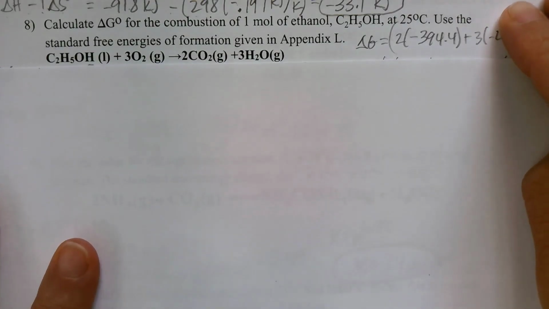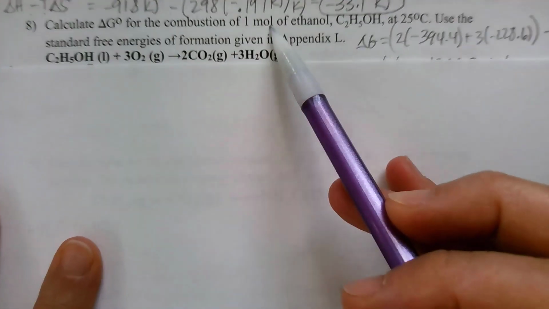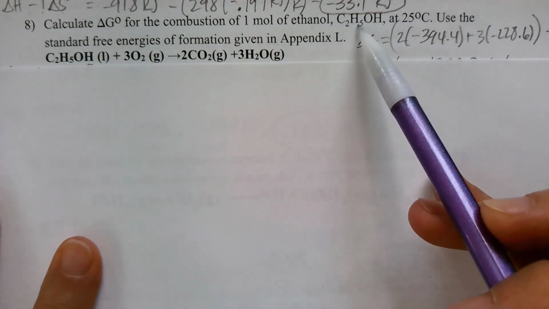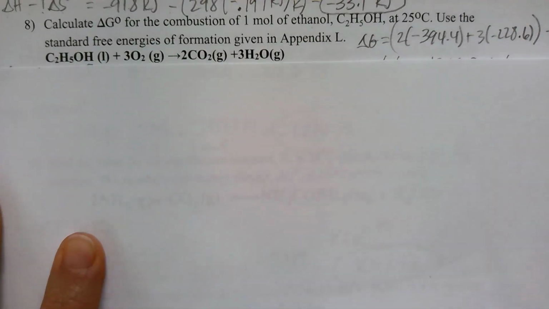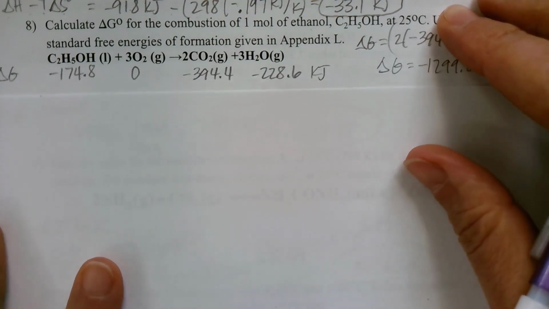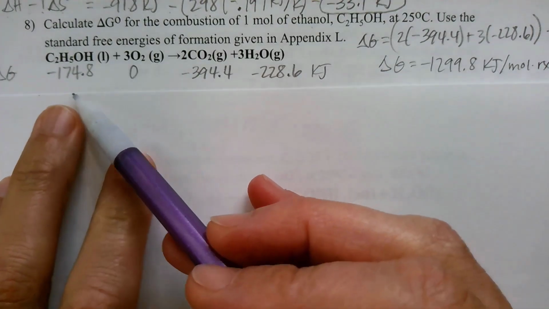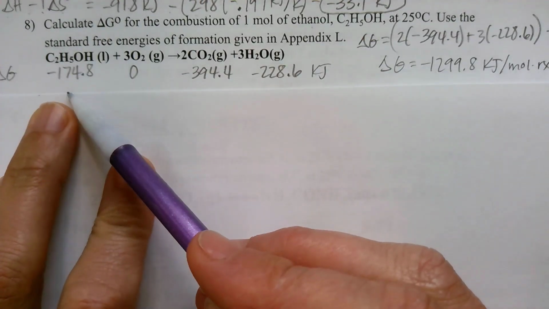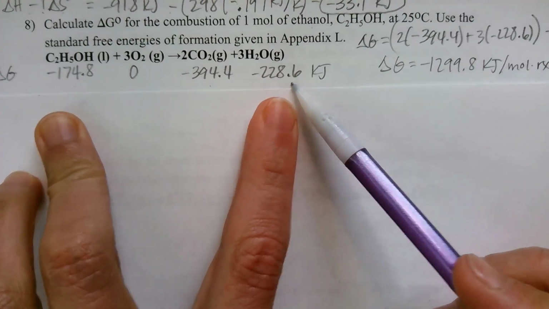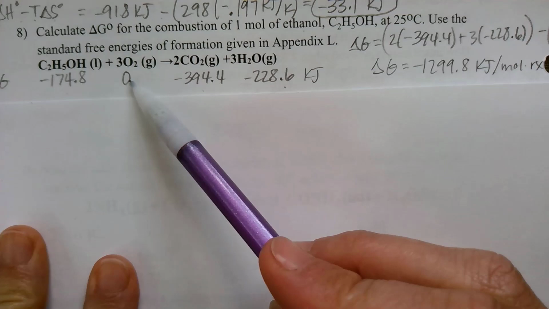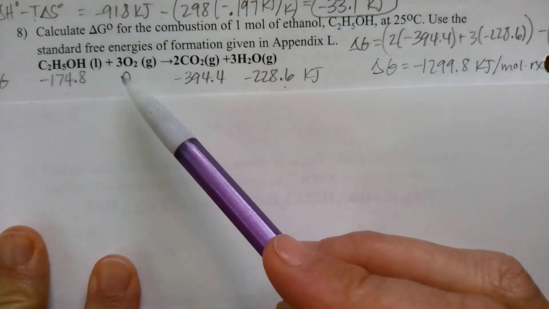We want to calculate the delta G for the combustion of 1 mole of ethanol, C2H5OH, at 25 degrees Celsius. Use the standard free energies of formation given in the appendix. So I looked in the appendix and found the delta G for ethanol, carbon dioxide, and water. And of course the delta G for an element is 0.